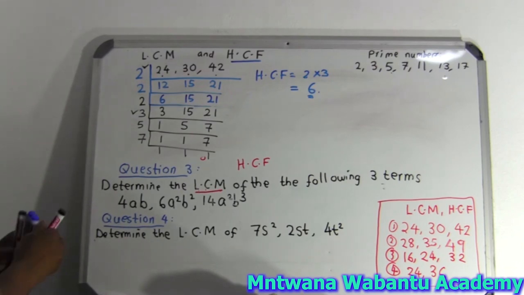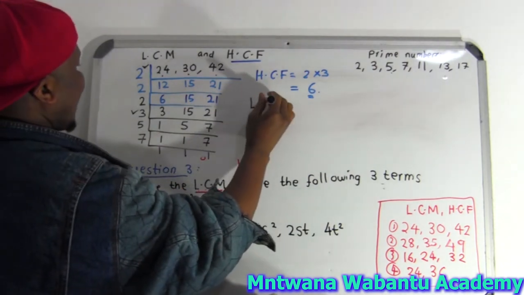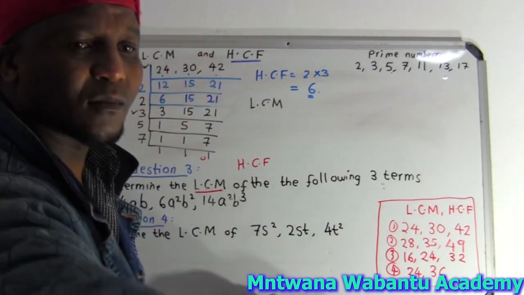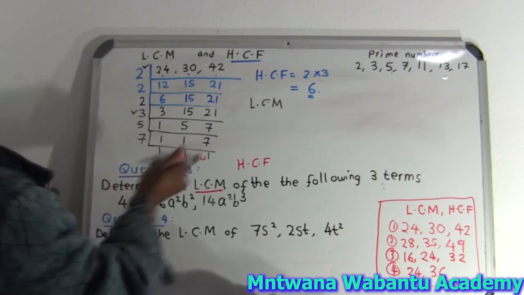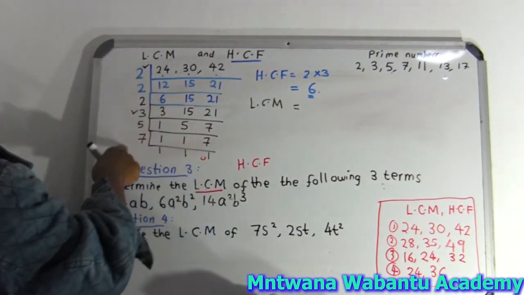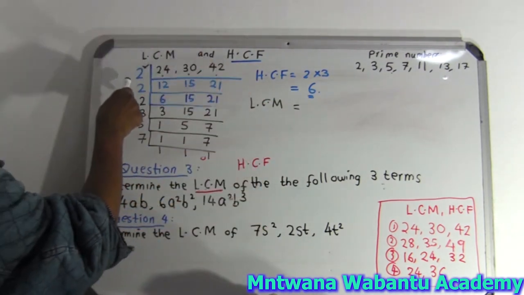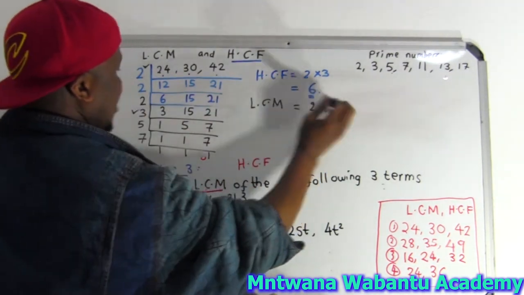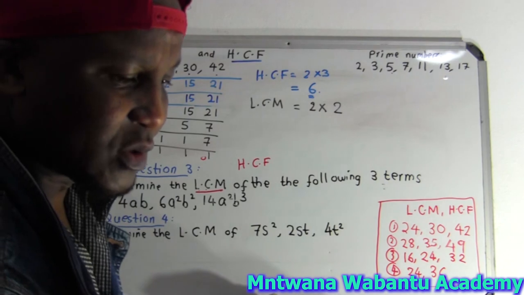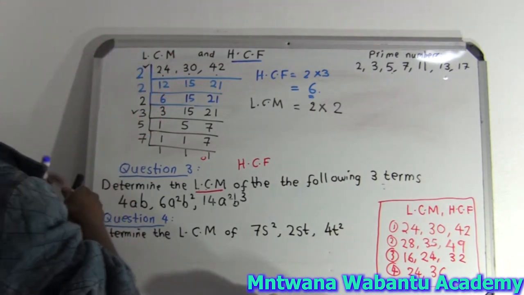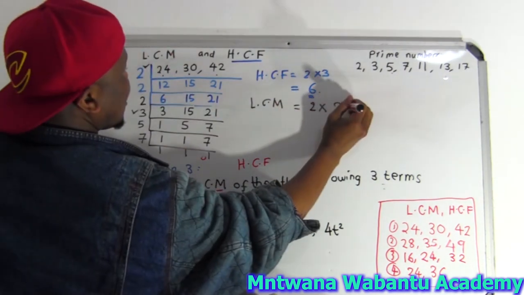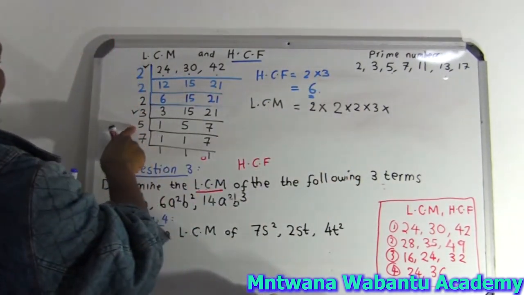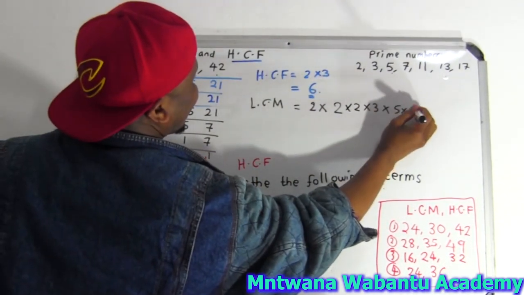Now, what about the lowest common multiple? For the lowest common multiple, what you do is multiply all these numbers here, all the numbers in the group. So you say 2 times 2, times another 2, and then times 3, and then multiply by 5, and then multiply by 7.